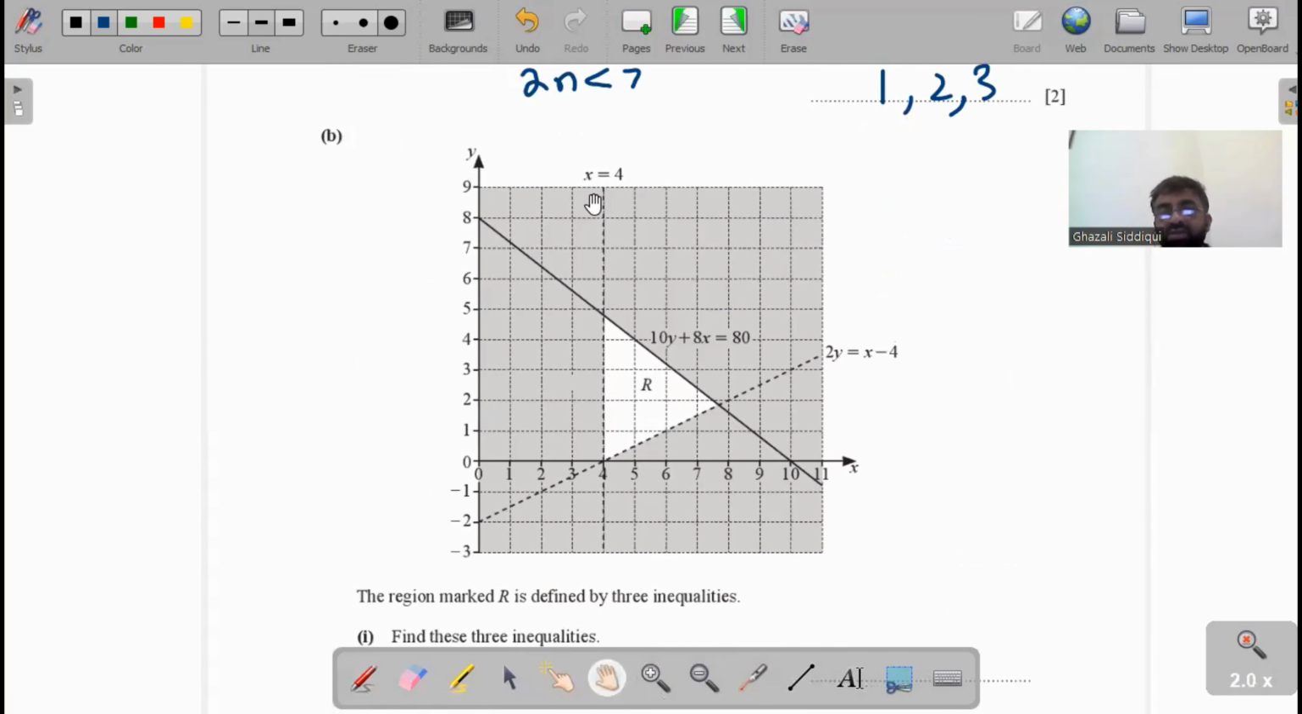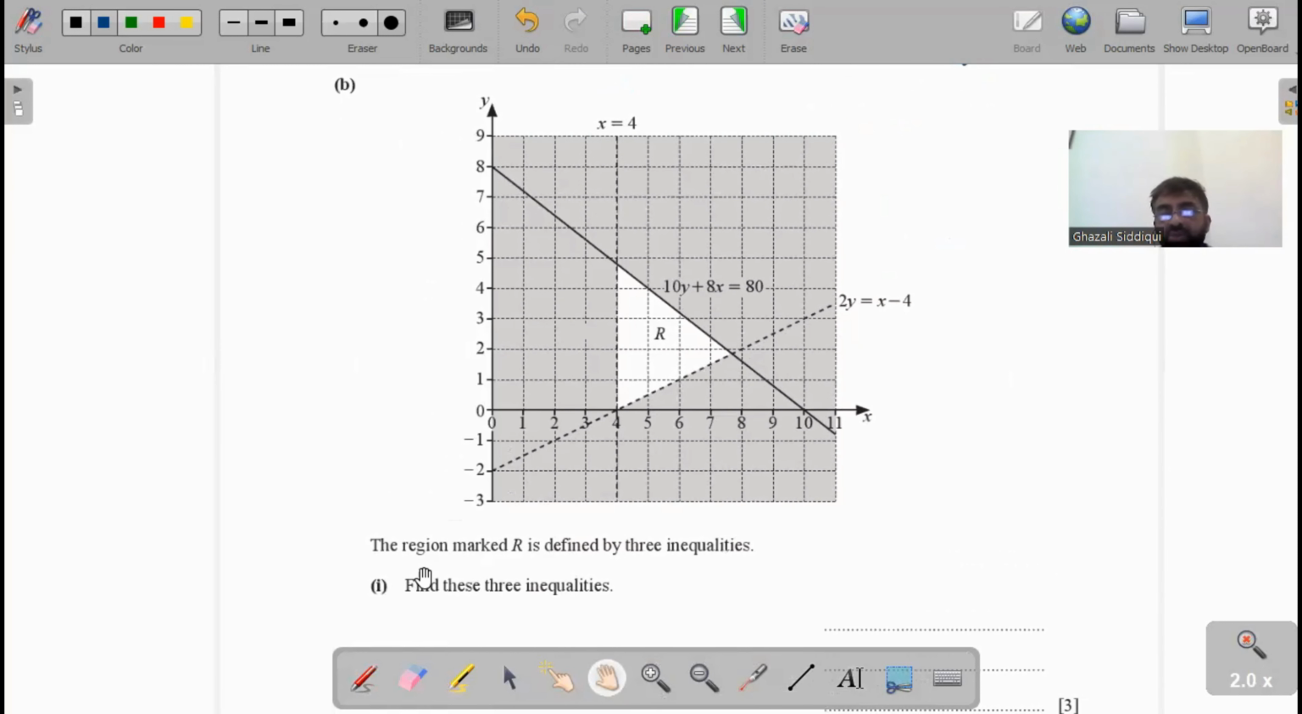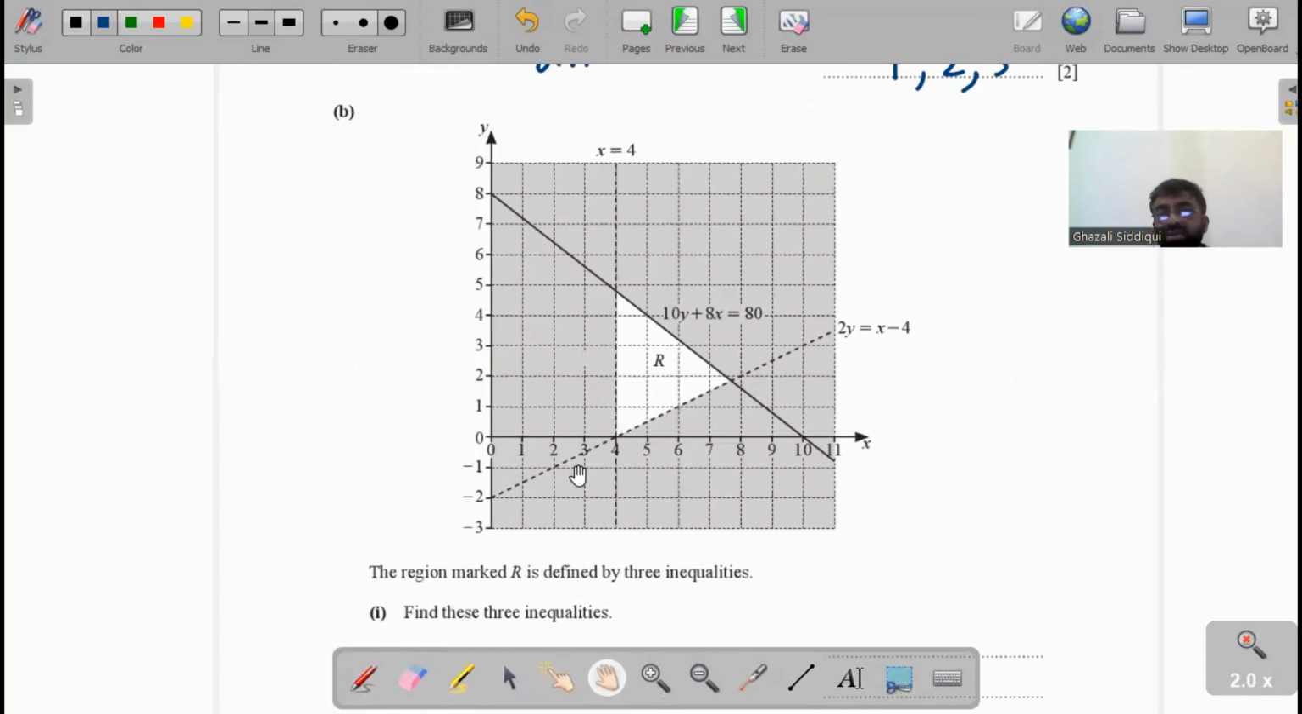In part B, the line x equal to 4, the second line is 2y equal to x minus 4, and the third line is 10y plus 8x equal to 80. The marked region R is defined by three inequalities; find the three inequalities. Now here we see that this is the region. First inequality: this line is x equal to 4, and we have to take the right side, that is x is greater than 4, but not equal to because this is a dotted line.